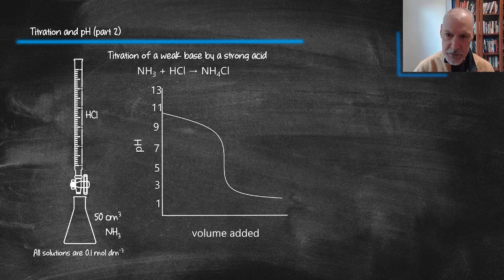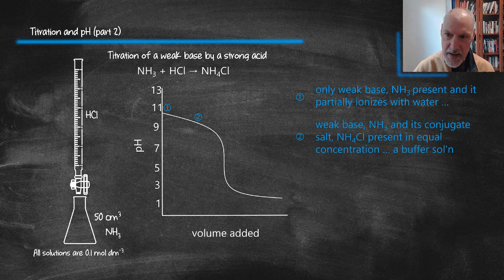Here's the typical curve now. Let's look at where we start. With only the base present down below and being a weak base, we're going to start with a pH of somewhere around 10 or 11. It won't be as high as 13. If it was sodium hydroxide, it would be. But in our case, being a weak base, it only partially ionizes the water.